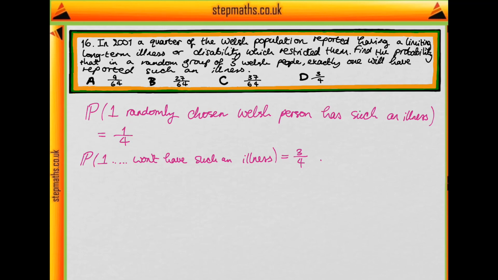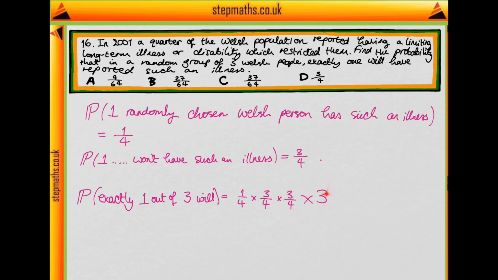Okay, now we're in a position where we can consider working out the probability that exactly 1 of the 3 people will have reported such an illness. So to do this, we need to consider some different things. First of all, we only want that 1 person out of the 3 has the illness. So we need to multiply the probability of a person having the illness and the probability that the other 2 don't. So we do a quarter times 3/4 times 3/4.